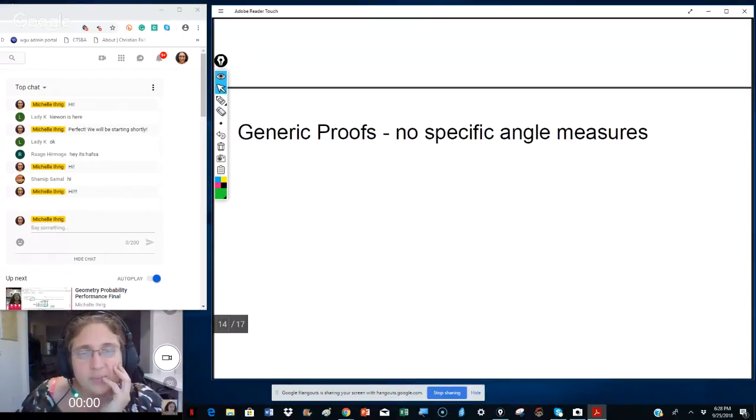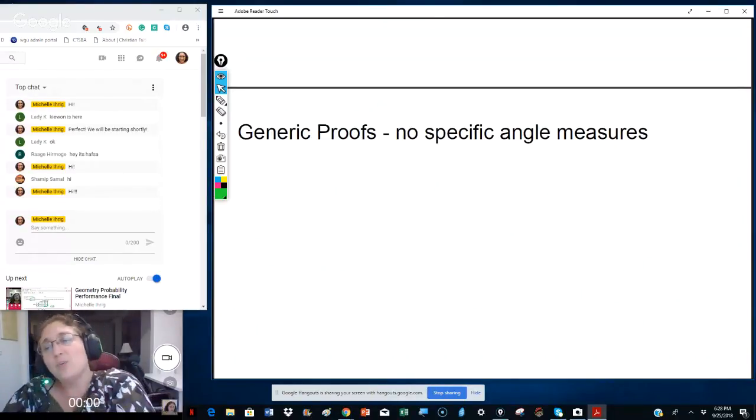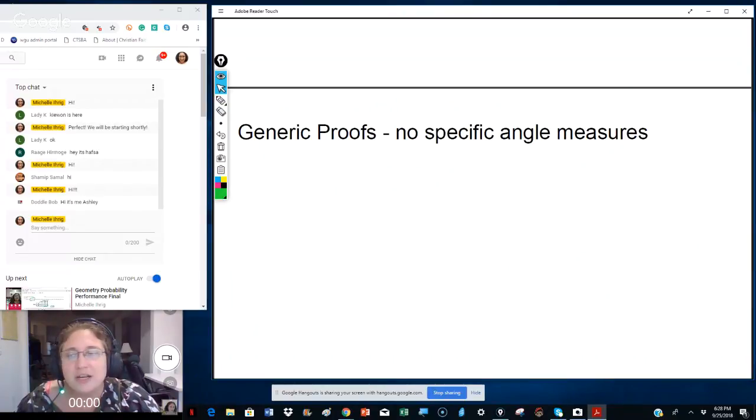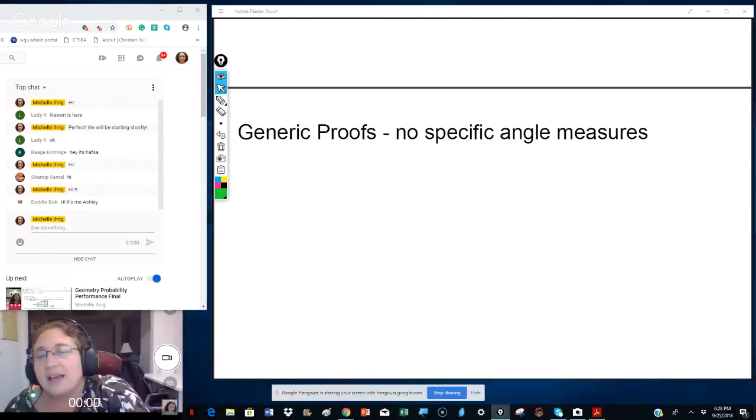Generic proofs, no specific angle measures. So we've only touched on proofs. One of your problems looks absolutely awful. It's like the worst problem on the face of the earth. It's very confusing. It's very long. If I printed it on paper, it would take up almost a whole page. Do not flip out. Proofs, especially the generic proofs, can only be done if there's no angle measure.